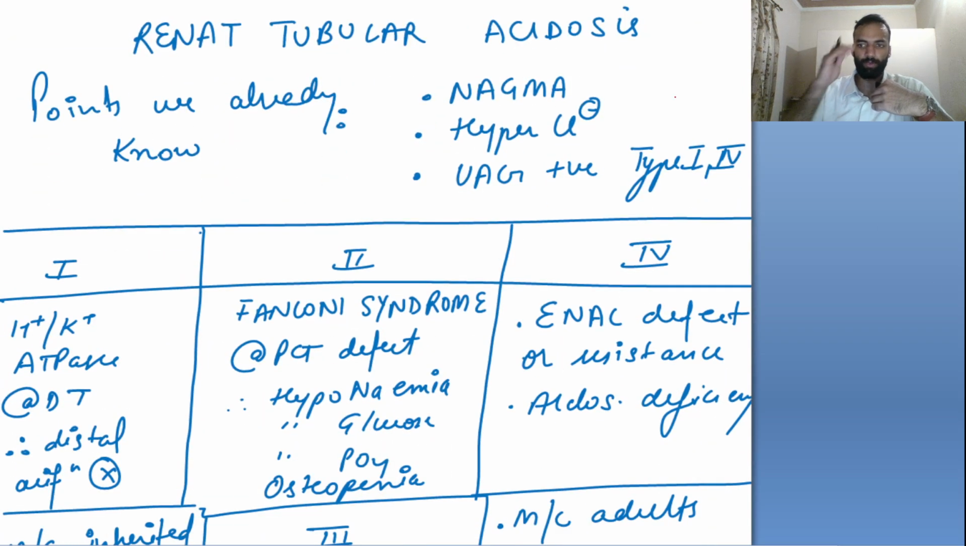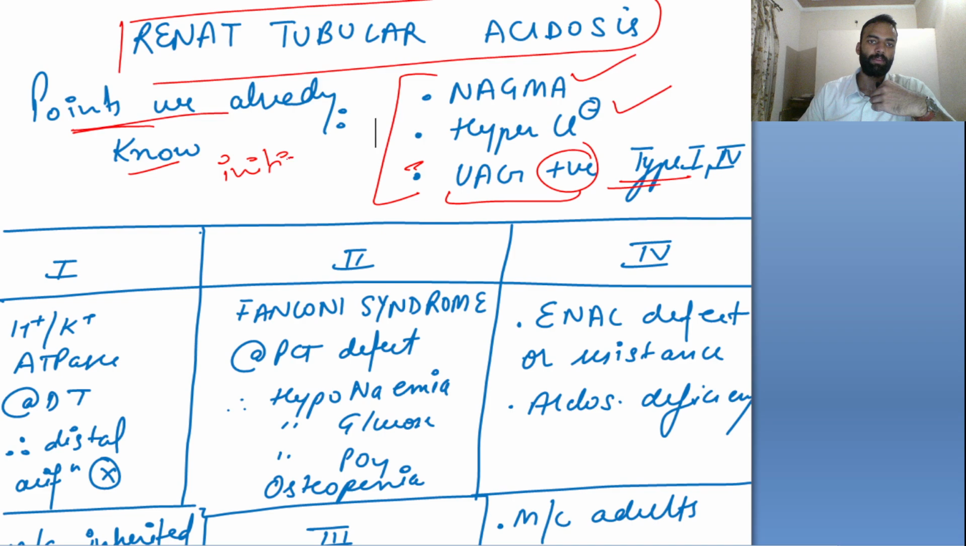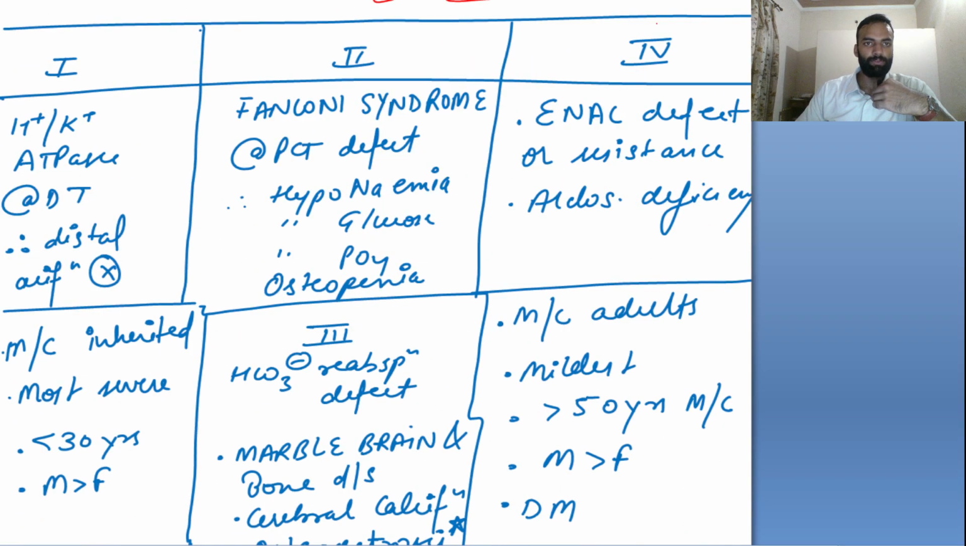This is our last topic for today. In this topic, renal tubular acidosis, the basic points we already know: it is a normal anion gap metabolic acidosis, there is hyperchloremia, and urine anion gap is positive in type 1 and type 4 also. These are the basic and initial points we already know. Now we have to see the different types of renal tubular acidosis.